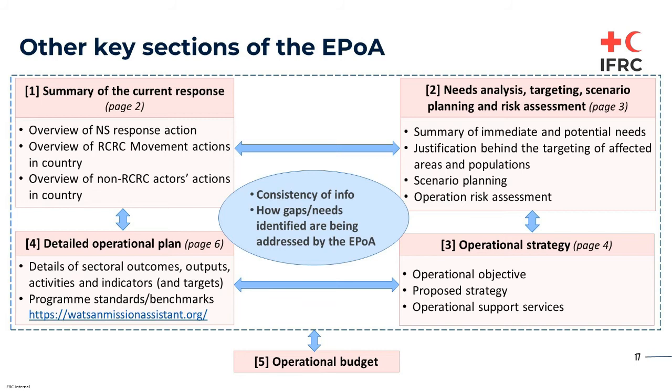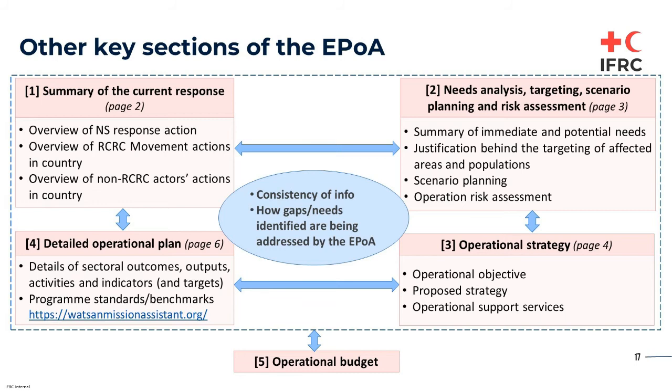potential needs are detailed, as well as information on the targeted areas and populations, extent of damages, scenario planning, and operation risk assessment. In the operational strategy section on page 4 of the EPOA template, the objectives of the operation and the proposed strategy should be stated, as well as information on support services.